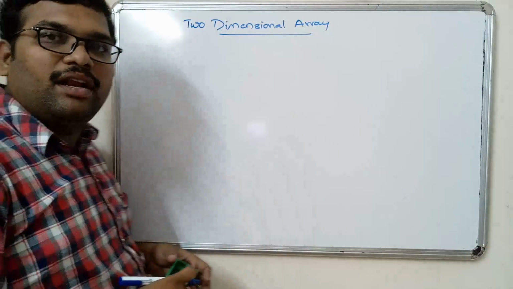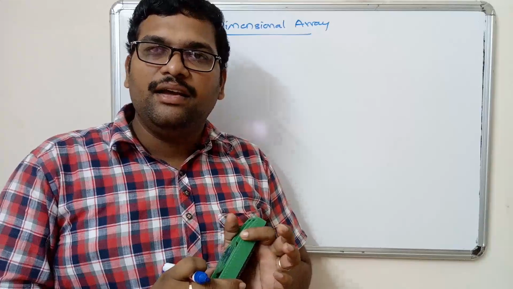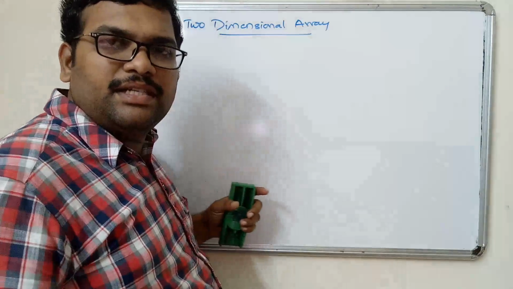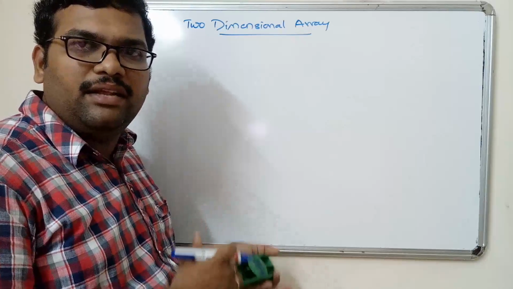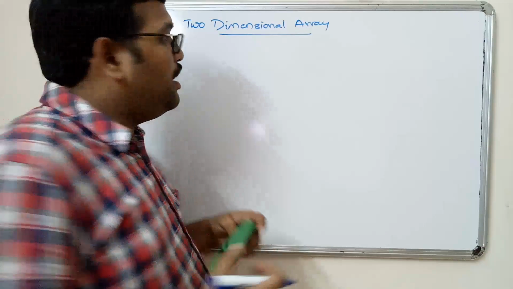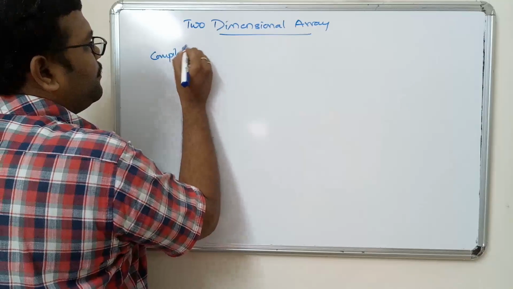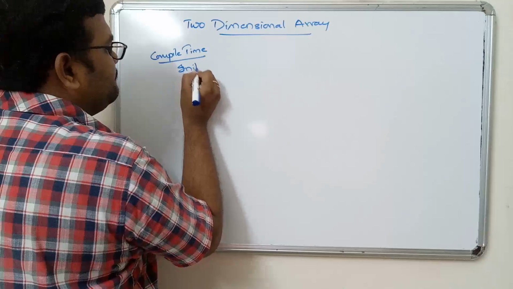Now, after declaration, we have to see the initialization. How to initialize an array. As in the one-dimensional array, similarly, by using an assignment operator, we can assign the values. That means we call it compile time initialization. And let us see the compile time initialization.